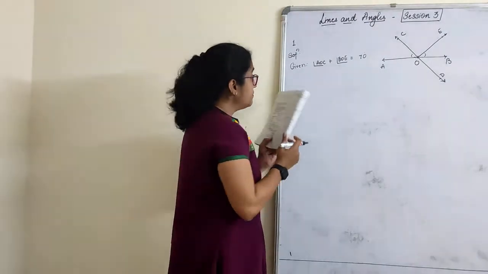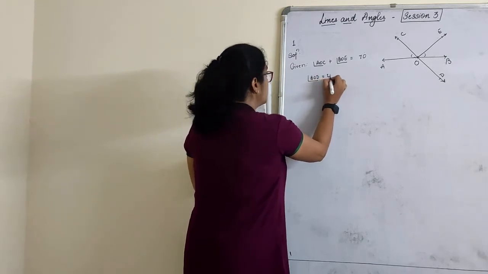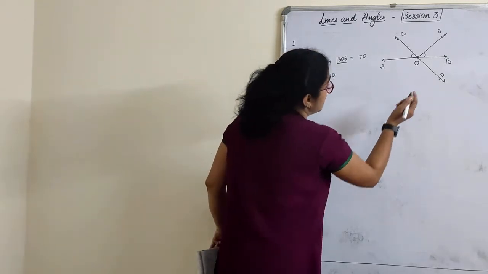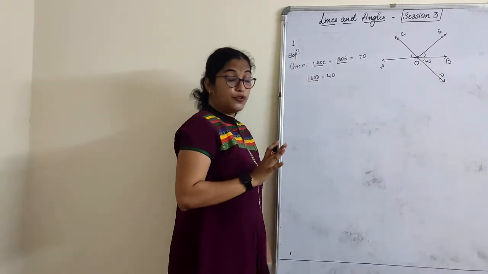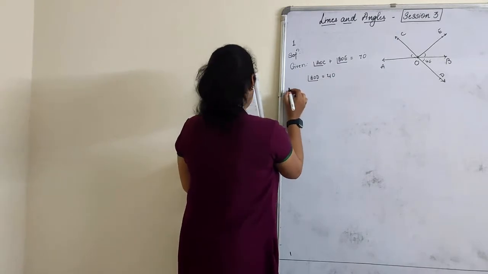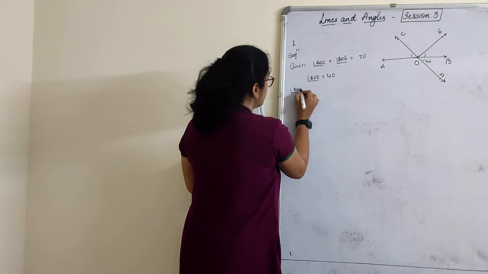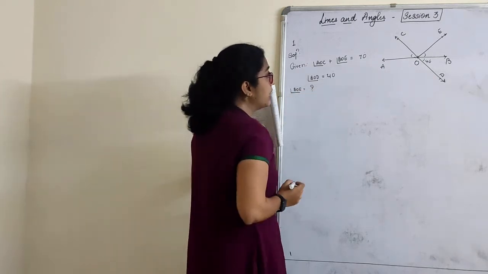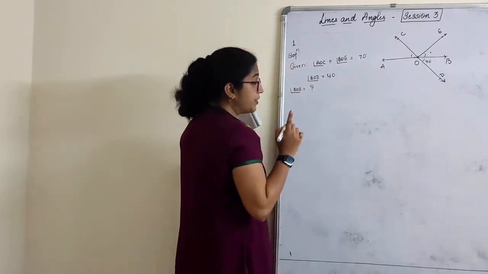Next, what they have given: angle BOD is equal to 40. Where is BOD? This angle, mark it, is equal to 40. Then what we have to find, that also we'll write here. We will write angle BOE is equal to question mark. Where is it? Angle BOE. This is one thing you have to find.